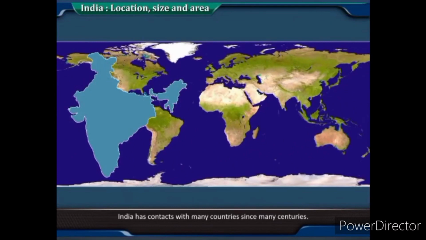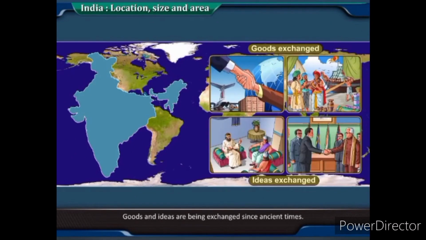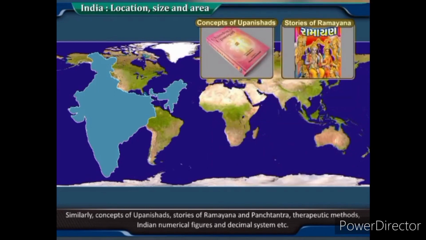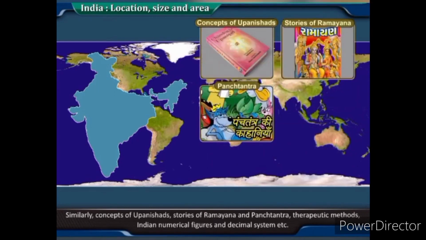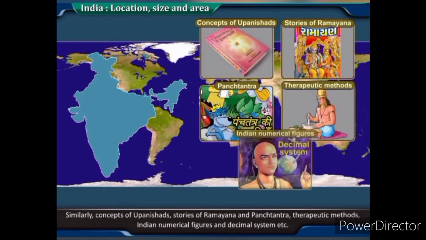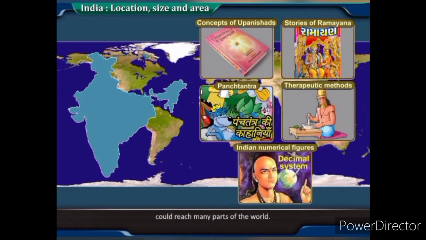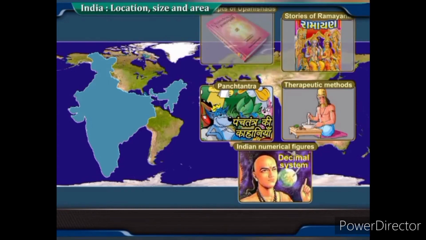India has had contacts with many countries for many centuries. Goods and ideas have been exchanged since ancient times. Similarly, concepts of the Upanishads, stories of the Ramayana and Panchtantra, therapeutic methods, Indian numerical figures and the decimal system, etc. could reach many parts of the world.